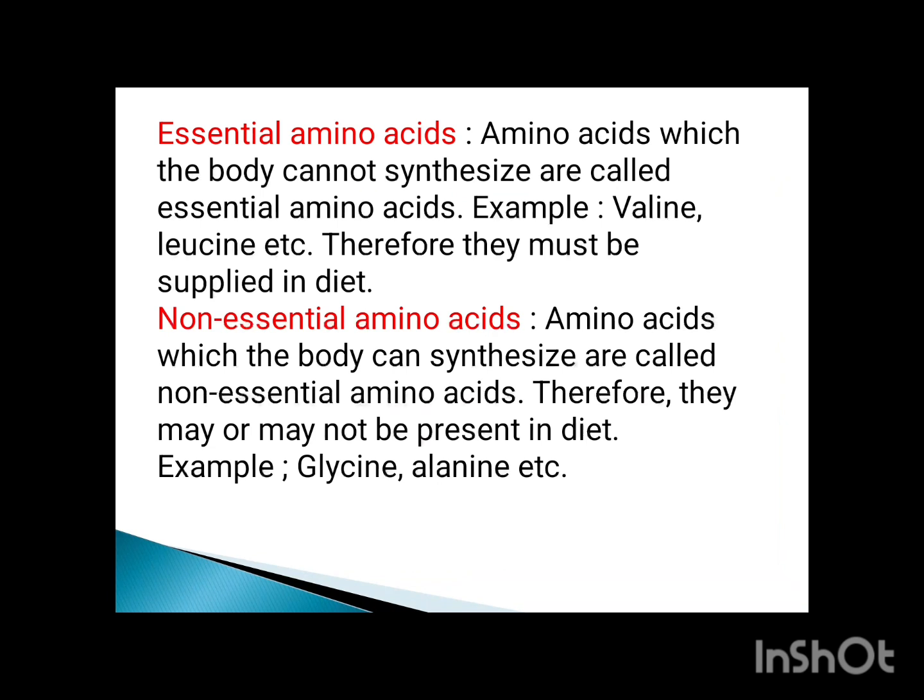Next, differences between essential amino acids and non-essential amino acids. Amino acids which the body cannot synthesize are called essential amino acids. Example, valine, leucine, etc. Therefore, they must be supplied in the diet. Non-essential amino acids are amino acids which the body can synthesize. Therefore, they may or may not be present in the diet. Example, glycine, alanine.